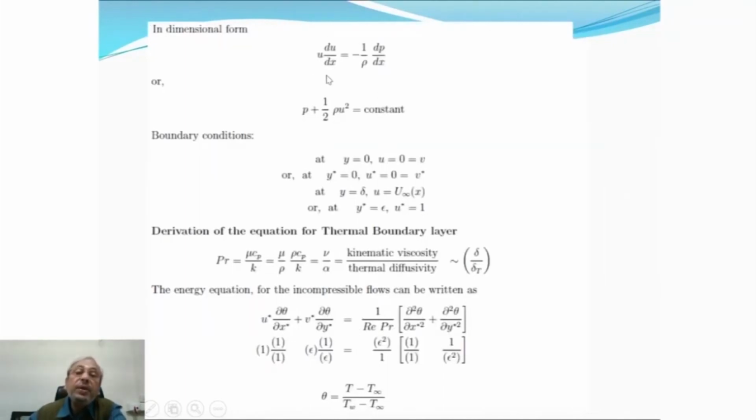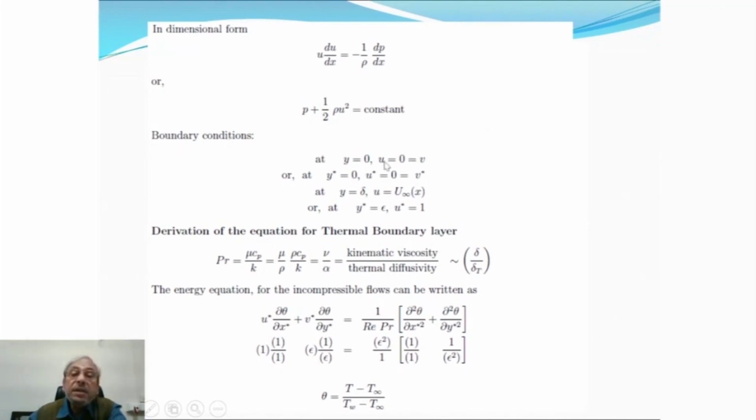In dimensional form, we can write u ∂u/∂x equal to minus 1 by rho ∂p/∂x. If we integrate it, we'll get p plus half rho u square equal to constant. What is this? This is Bernoulli's equation, which is valid outside the boundary layer between any 2 points. Now, if it is inviscid irrotational flow, obviously between any 2 points.